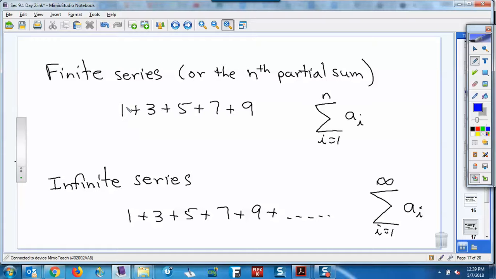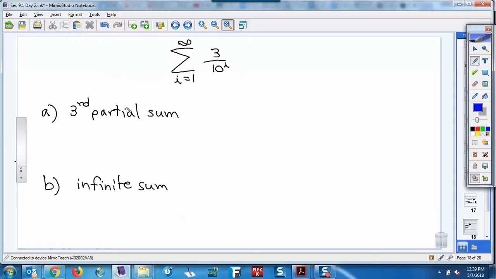Okay, so finite series or the nth partial sum, and then we have infinite series, just goes forever and ever. Okay, so very quickly here, let's say we have this infinite series up here, this summation notation, find the third partial sum. Well, here I said we were going to find out later. Well, yeah, now is later. I forgot I was doing this infinite sum here on this example. Okay, but first let's find the third partial sum.